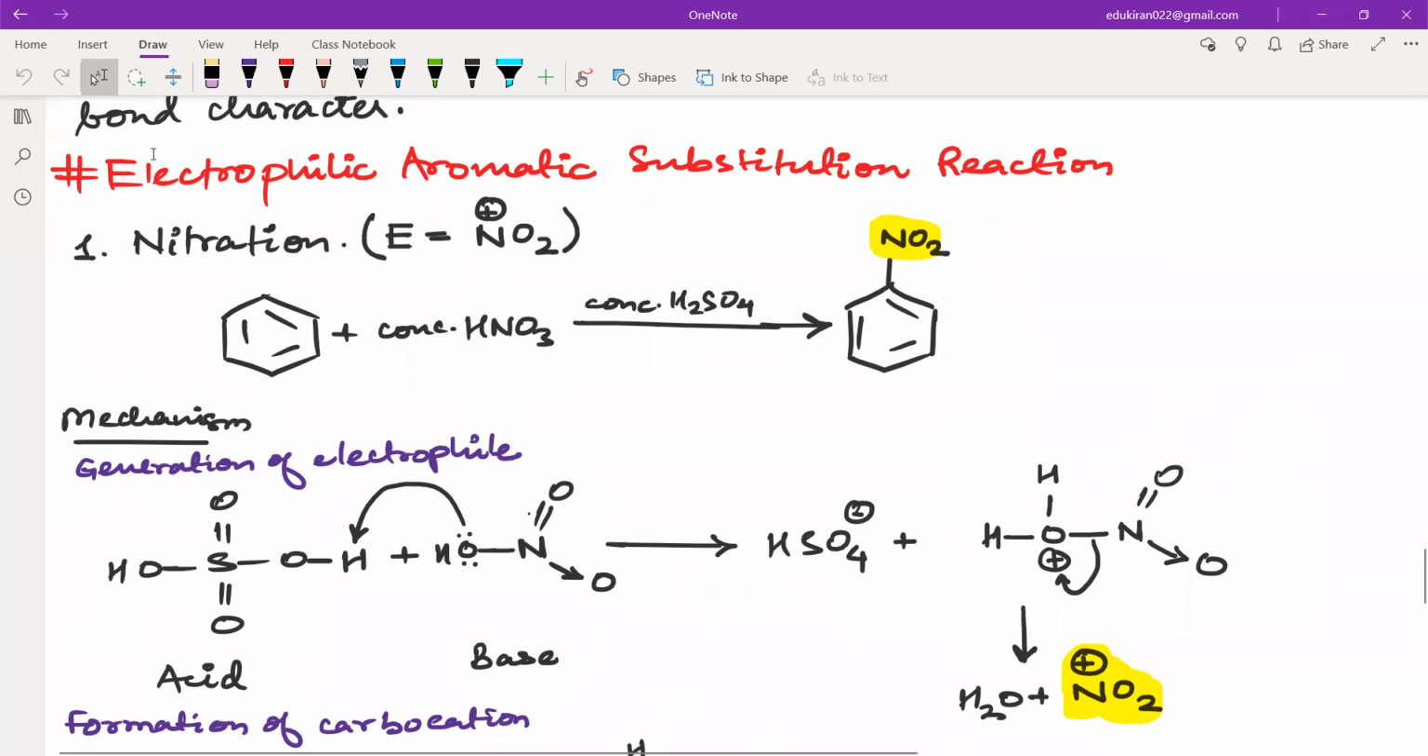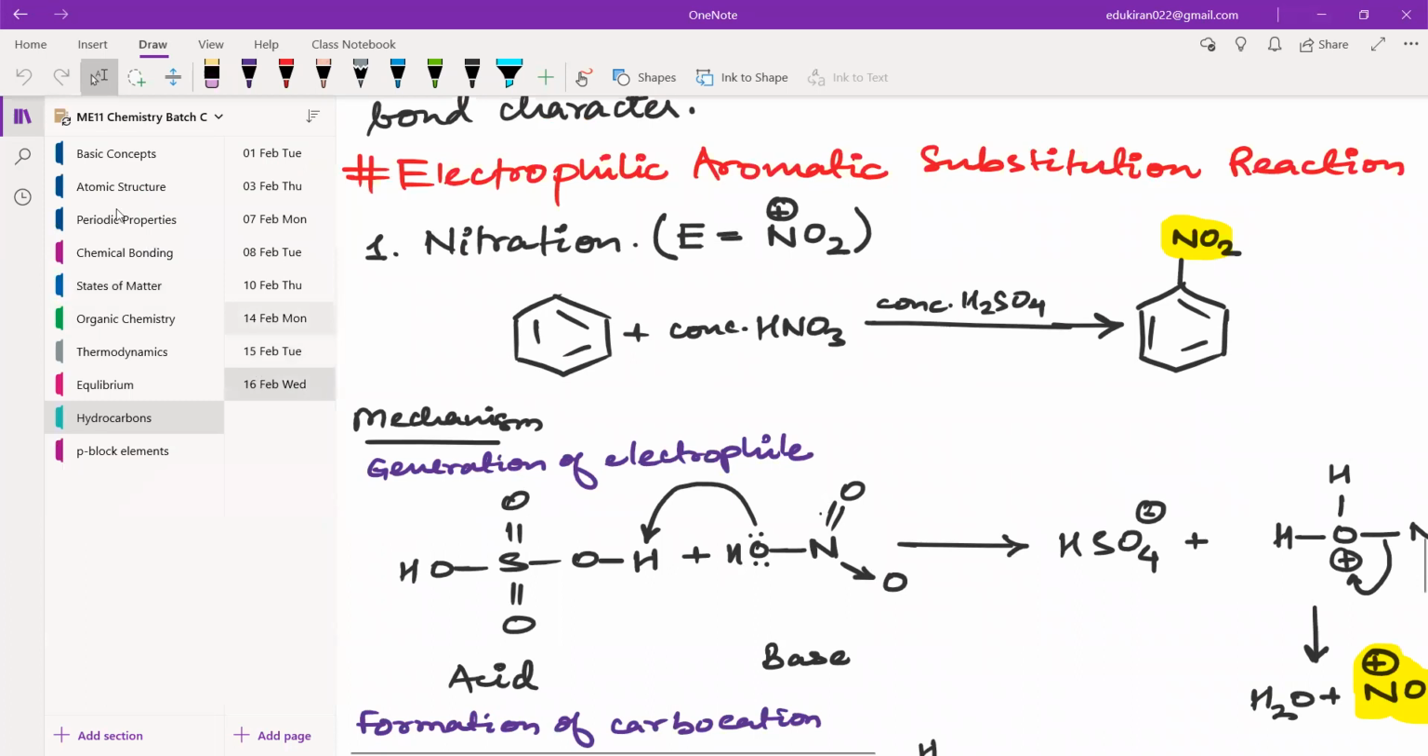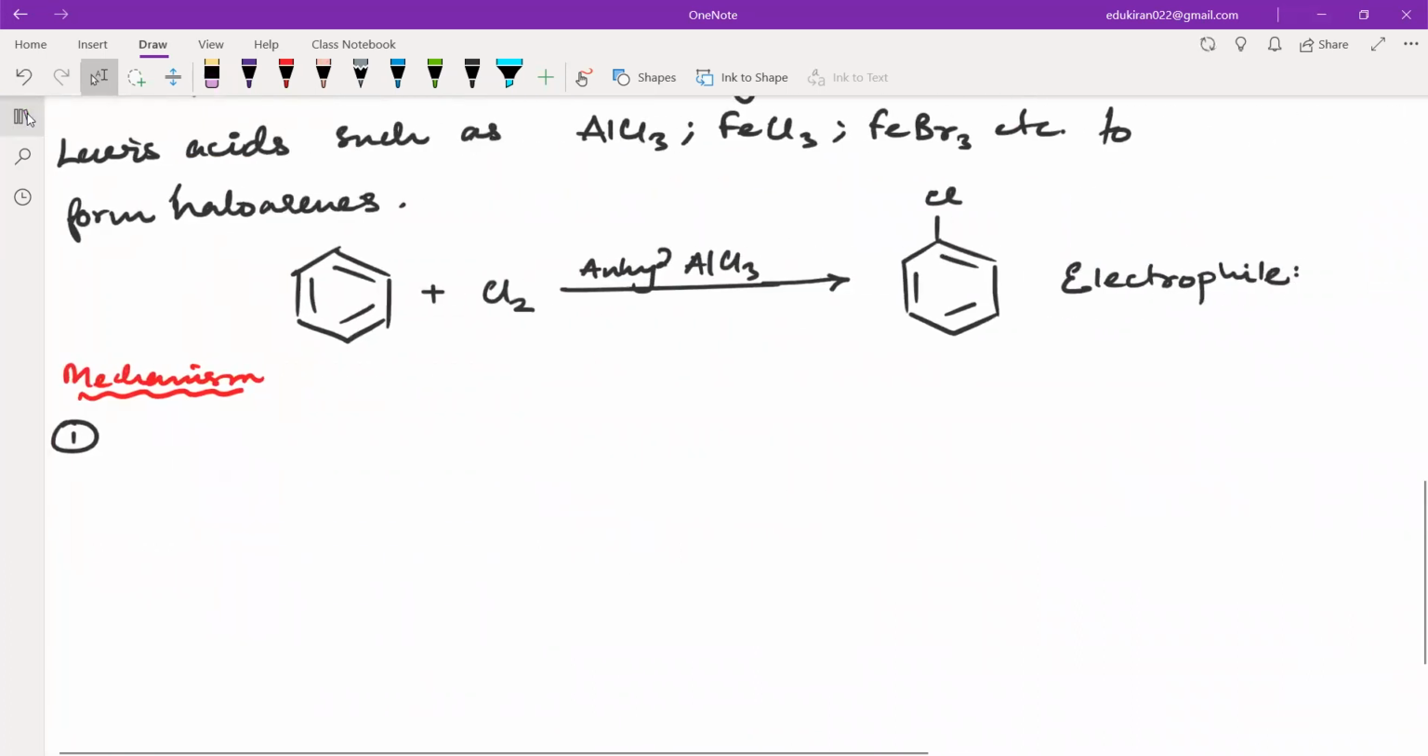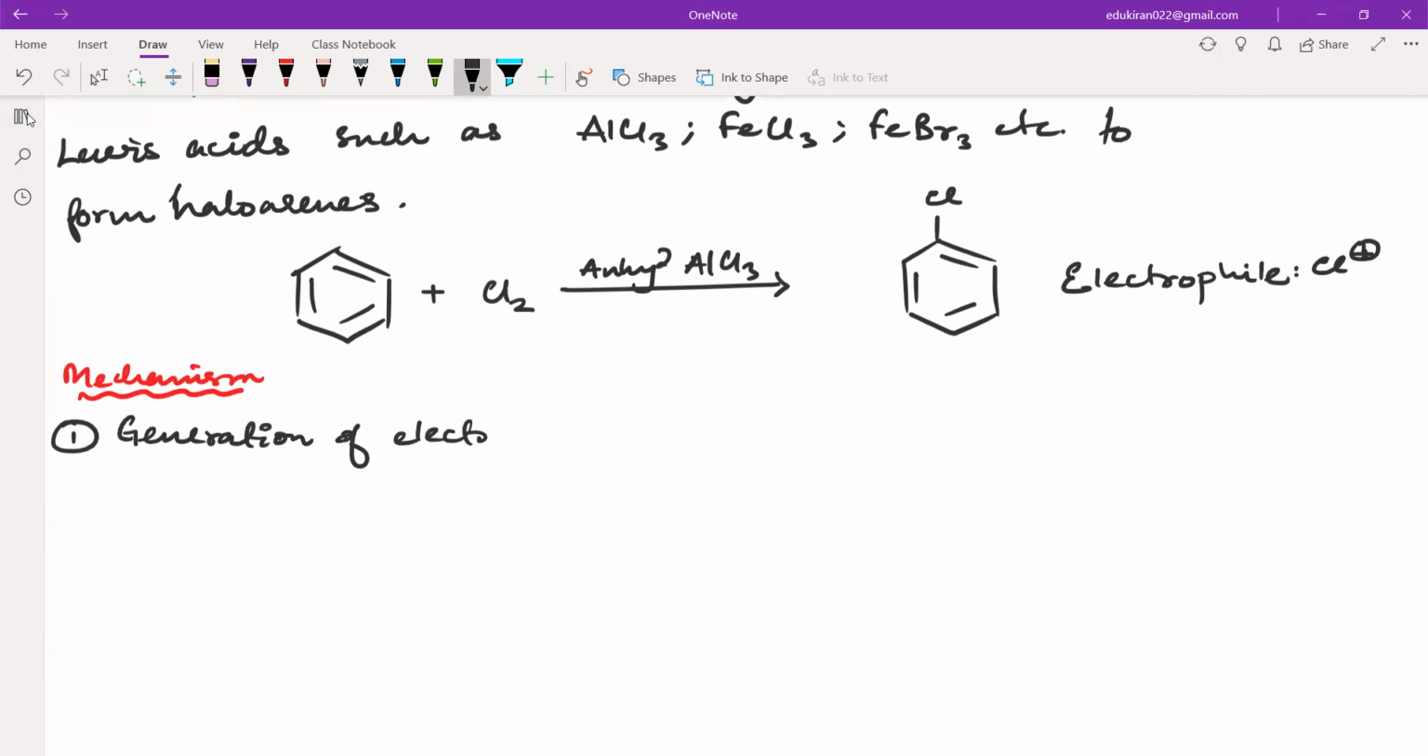So you saw the group. What is the group, guys? NO2. Now here, what is the group that is attached? Cl. So what will be the electrophile? Cl positive. Yes, exactly correct. Cl positive will be the electrophile. Once you remember this, I know there is a possibility of understanding things, but I will emphasize on learning and memorizing how to see them. Now, once you know Cl positive, that means in the first step, you have to generate the electrophile.